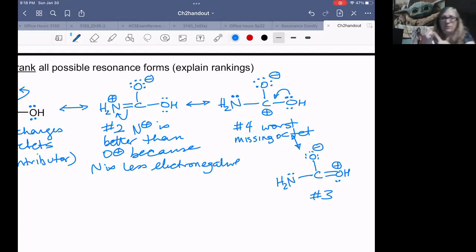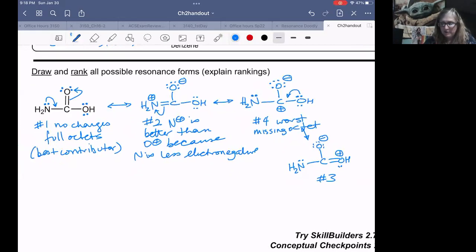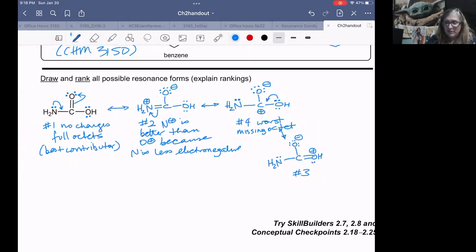So drawing resonance forms and ranking resonance forms, that is going to be another couple skill builders that you can get. And notice how often we're using our formal charge math. We have to be just so good at that and ready to calculate it in our heads very quickly, because we're going to have to do it every single time we draw a Lewis structure. We're going to have to check for those formal charges. All right, so that's a good stopping point for our resonance forms, a couple skill builders to work on, 7 and 8. And then there's some other in-chapter problems.